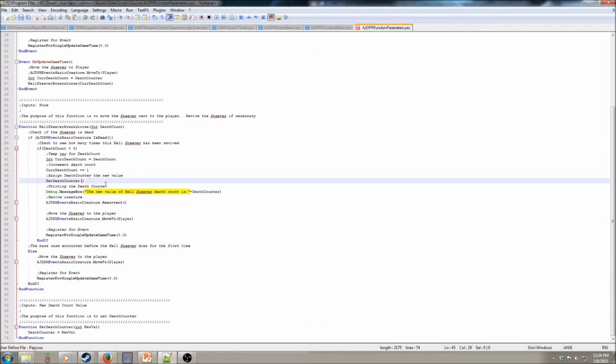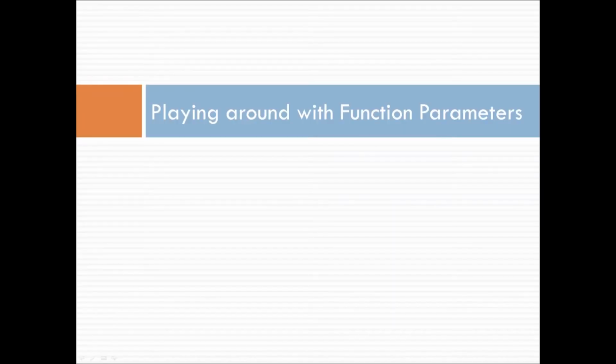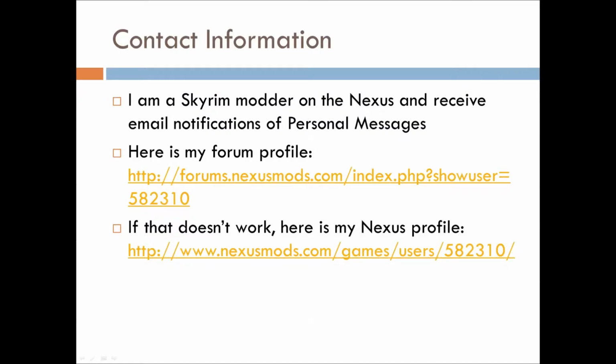We're not going to test it again because now, because of that, this should work properly. And instead of seeing 0 over and over, you'll see 1, 2, and 3 won't show up because it fails the check. And the function will end without registering again. So let's go back to the end of the video. And that's it for function parameters.